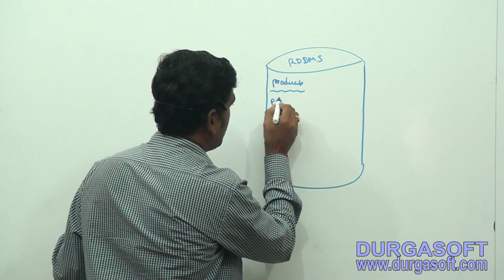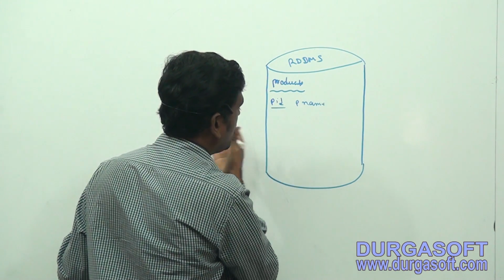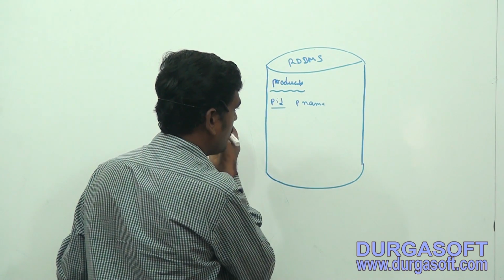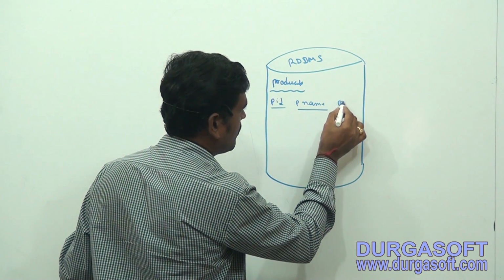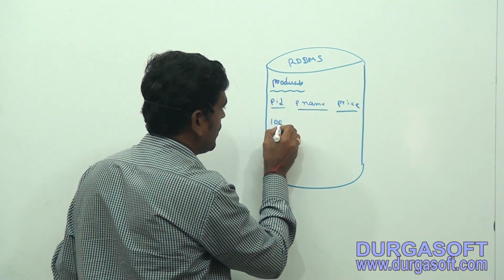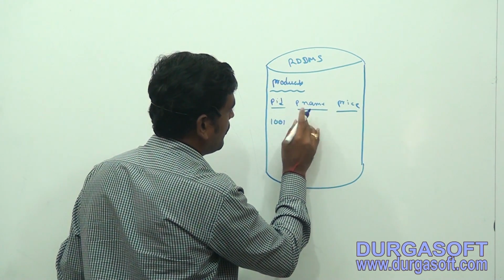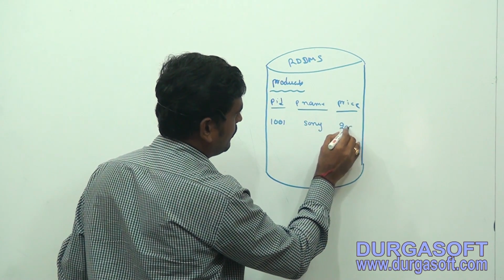Now PID, PName, and price. 3 columns are there. Under that, 1001, Sony, price is 2000.